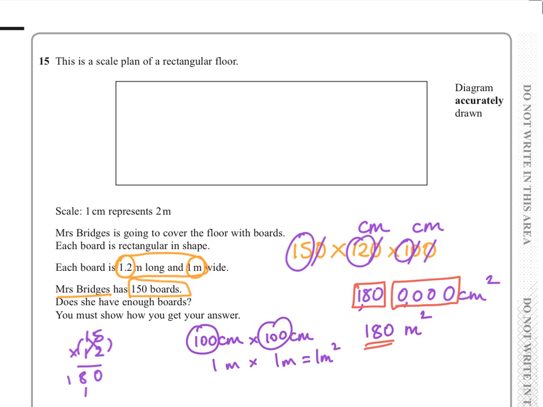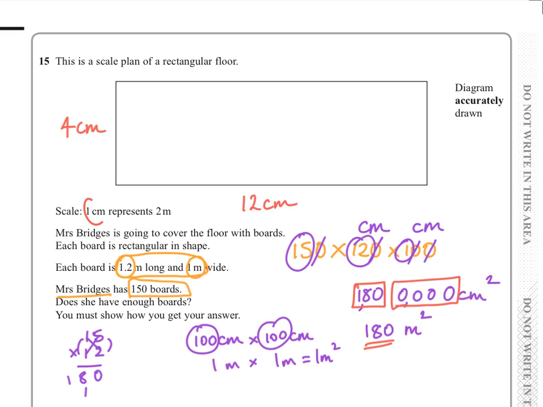So looking at the mark scheme, it seems to me that if you were to measure this, and hopefully this is correct, and I can't tell because I'm on a computer here, that this should measure 4 centimetres by 12 centimetres if you were to use a ruler.